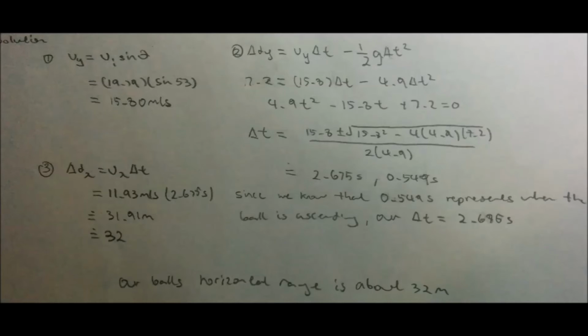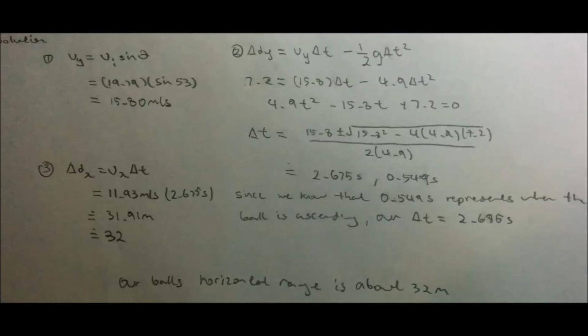We get two answers for our delta t, which are 2.675 seconds and 0.549 seconds. We can discard the second number because that accounts for when the ball is traveling towards the target. Therefore, our delta t is 2.675 seconds.